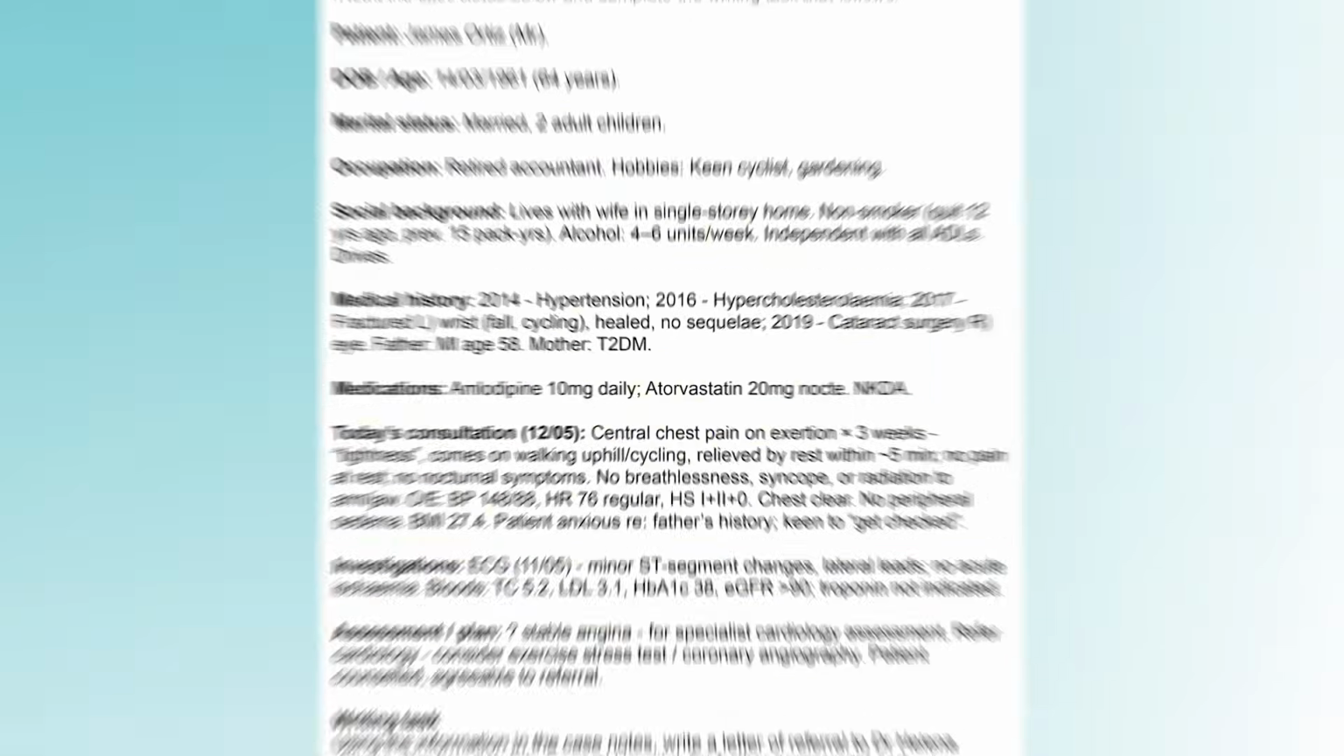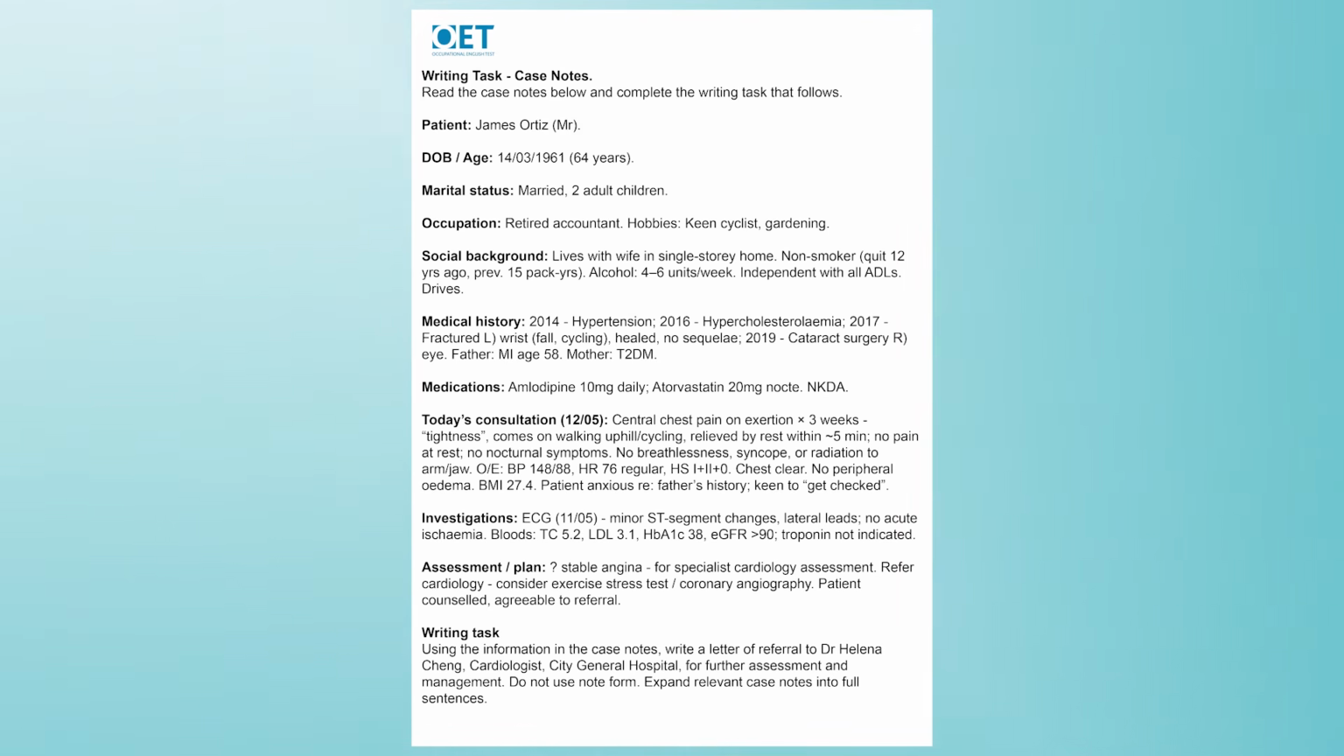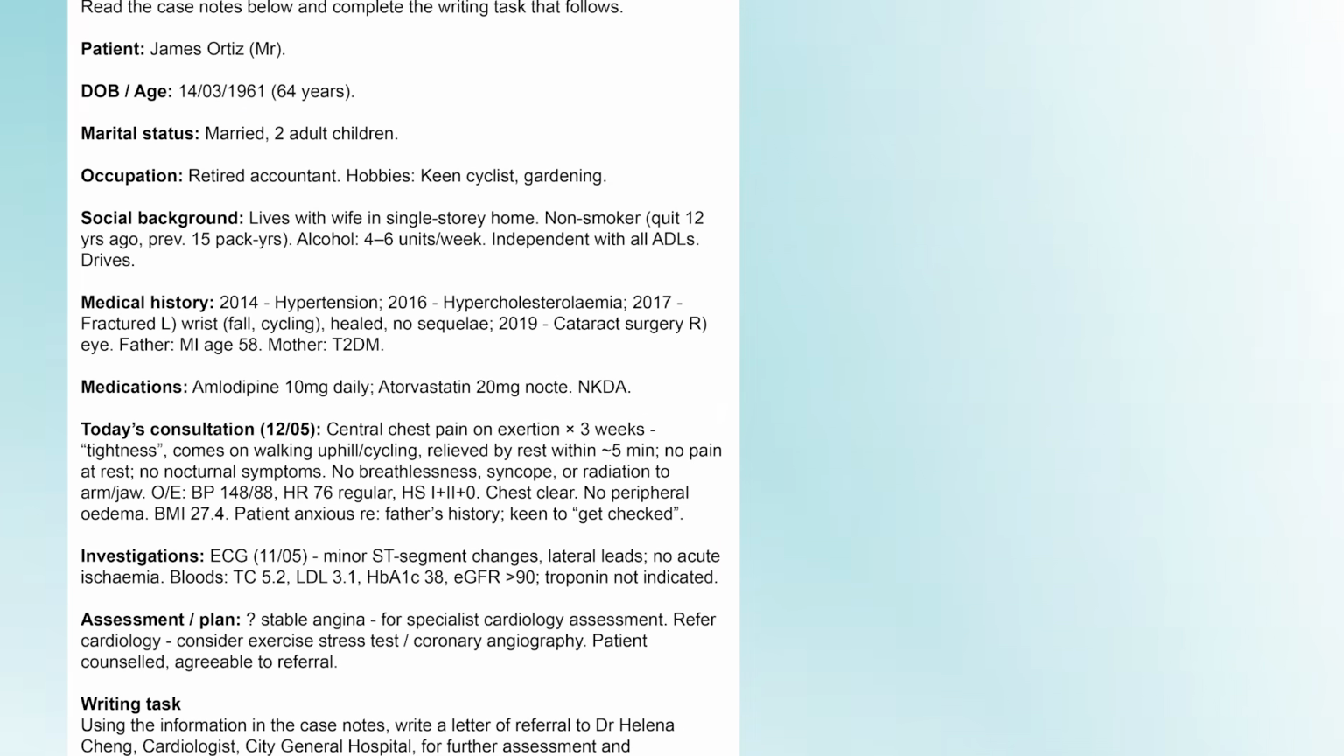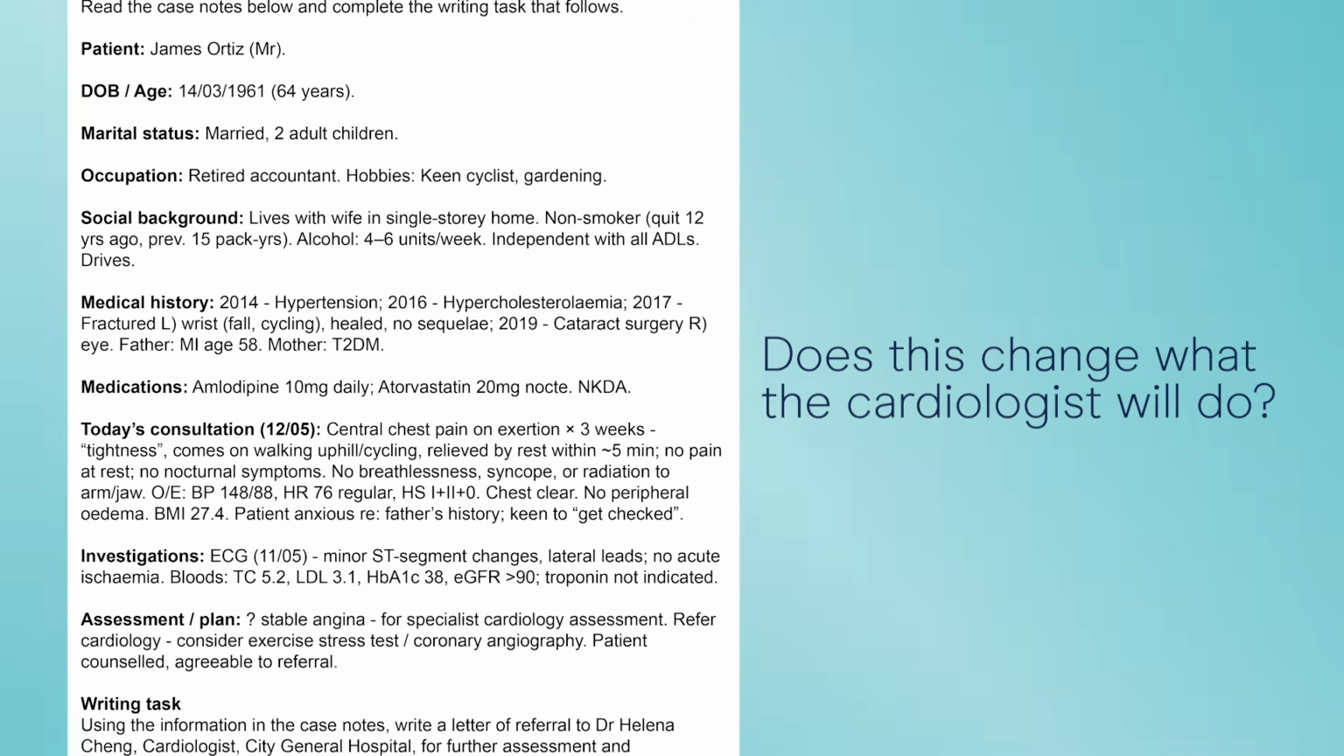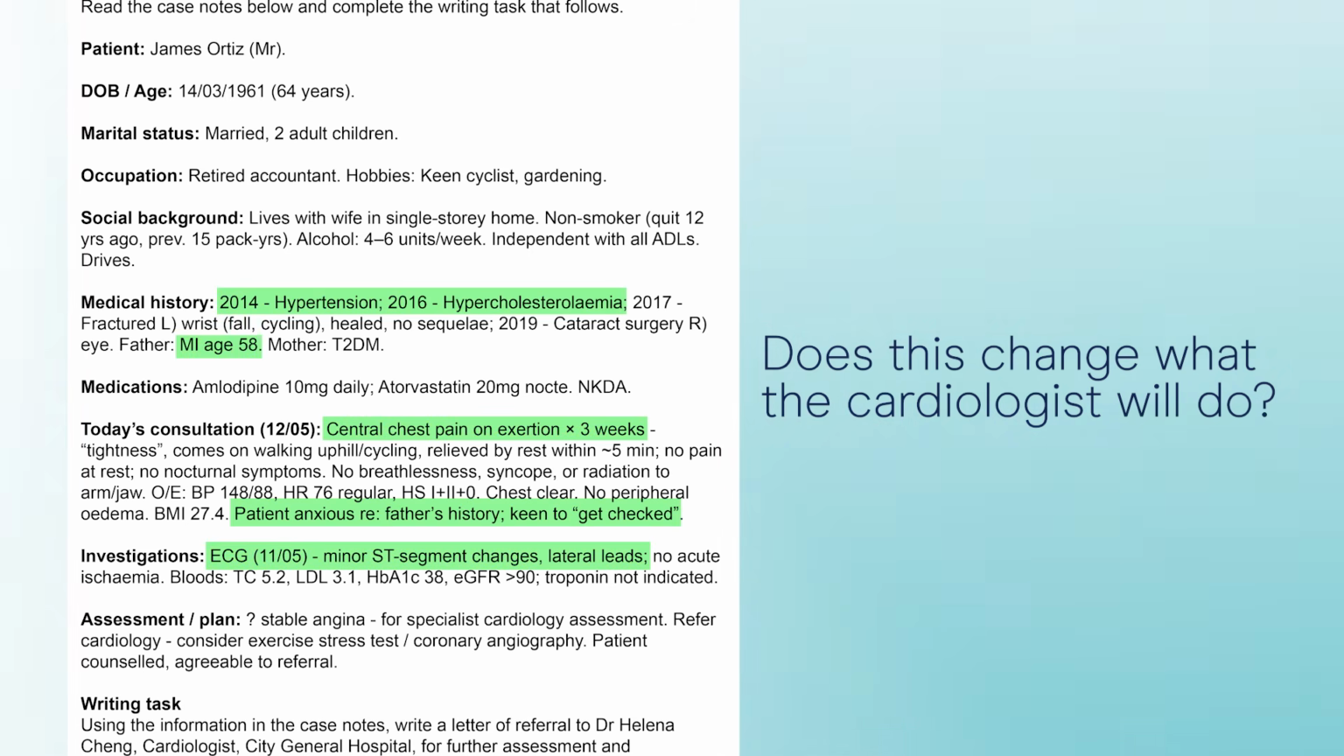The OET gives you more information than you need because part of what's being assessed is whether you can tell the difference. So the first thing I do in my 5-minute reading time is ask one question of every line. Does this change what the cardiologist will do? Chest pain on exertion, his cardiac risk factors, the family history of early heart disease, and an abnormal ECG? That's the spine of the letter. Those go in. The cycling, the garden, the wrist he fractured in 2017, the cataract operation, none of that changes cardiology management, so none of it appears. Being thorough isn't including everything, it's including the right things.